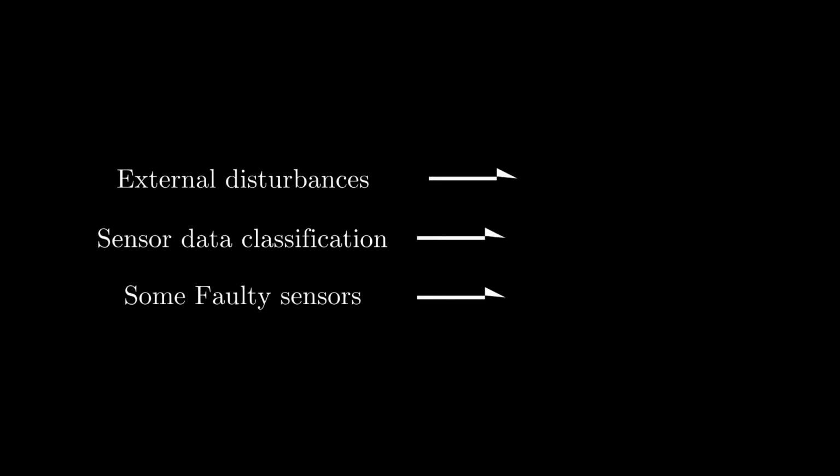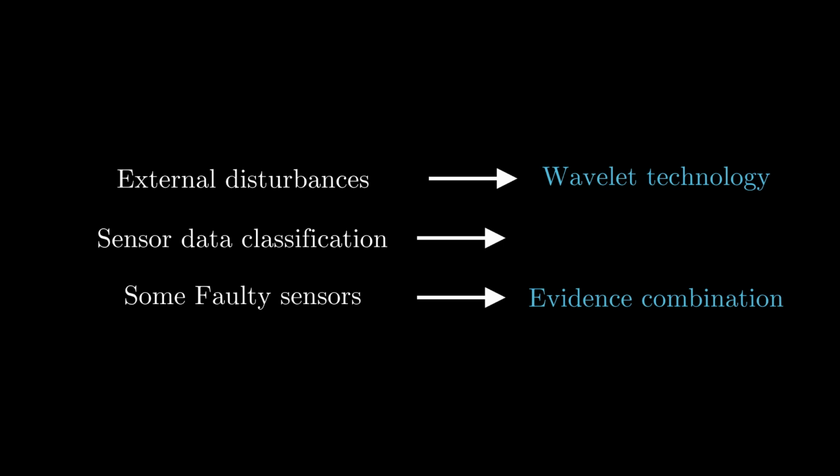Even in these problems, there are already some solutions, like we have the wavelength technology to diminish external disturbances. We can also use evidence combination and correlation between sensor data to account for faulty sensor output. The machine learning part in this is the classification part, in which we are going to use support vector machines. So we are only going to discuss that.